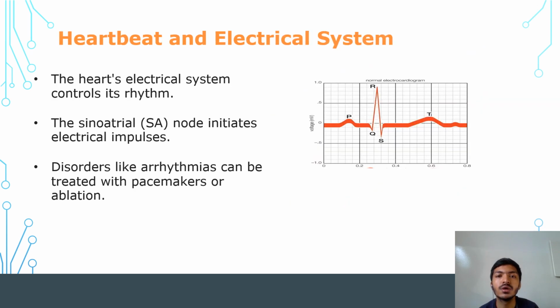Now, how to find out if there are any problems with the normal functioning of the heart? For that, we have electrocardiographs. These are graphs that are used to find if the heart is functioning normally or abnormally. The heart's electric system controls its rhythm. The sinoatrial node initiates electric impulses. Disorders like arrhythmias can be treated with pacemakers, which are other engineering solutions, or ablation.